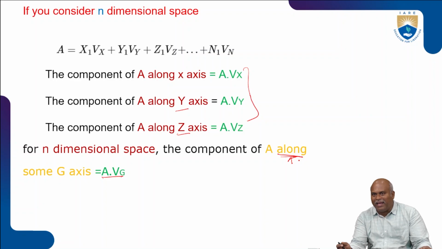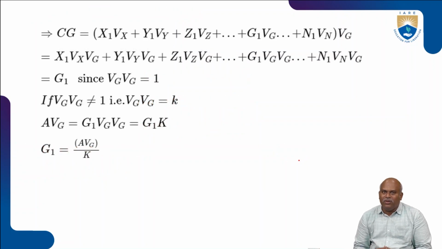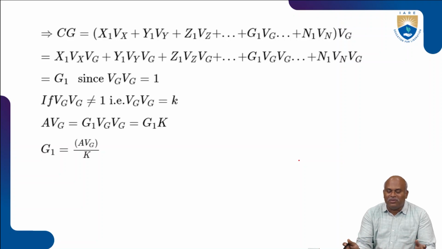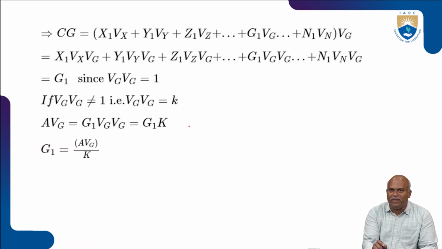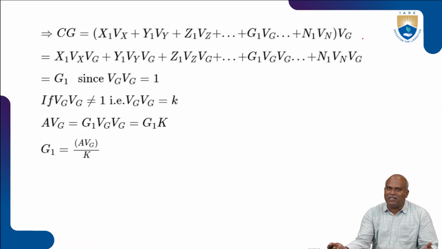Another condition we take for any direction, which we may represent as AVG. Now, if we take the AVG condition, then I consider C to represent what we are going to get for the different directions of n positions in the first vector. That is, I consider C of G: x1 Vx plus y1 Vy plus z1 Vz plus up to g1 Vg plus up to n1 Vg. Then we multiply with the Vg, the direction that is going to be considered.